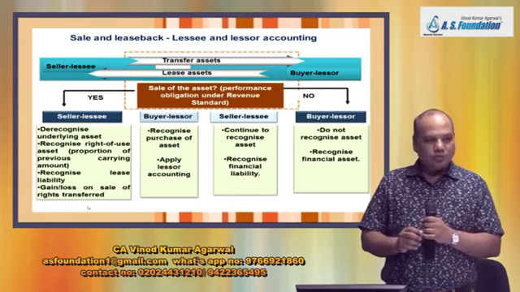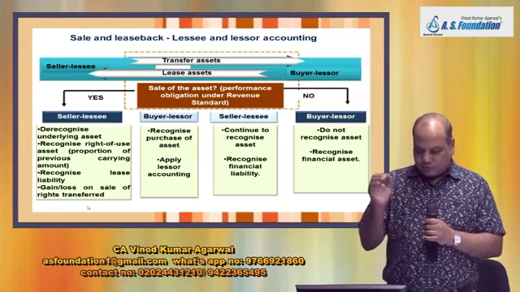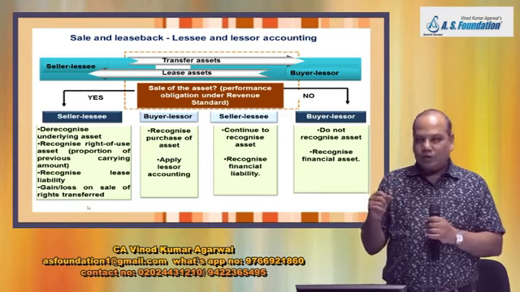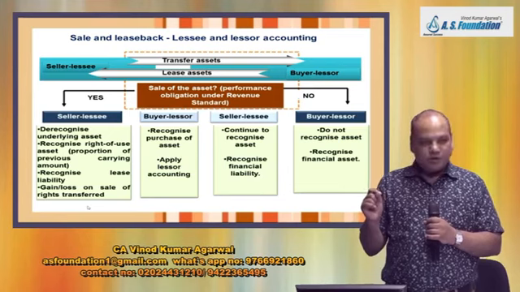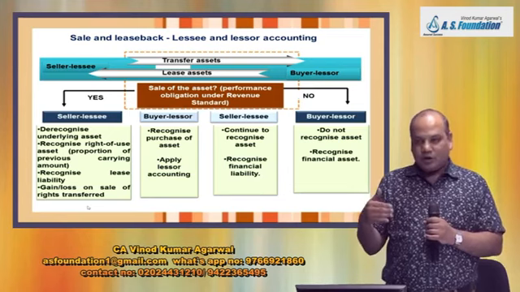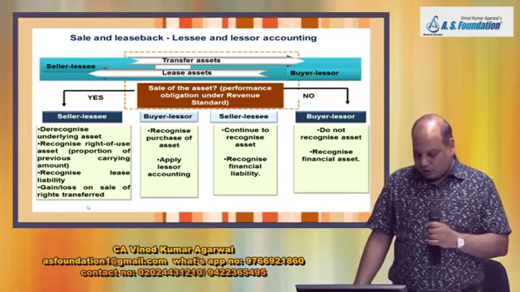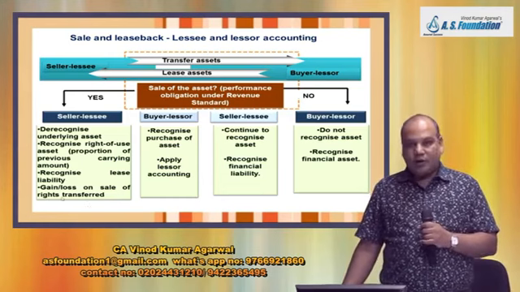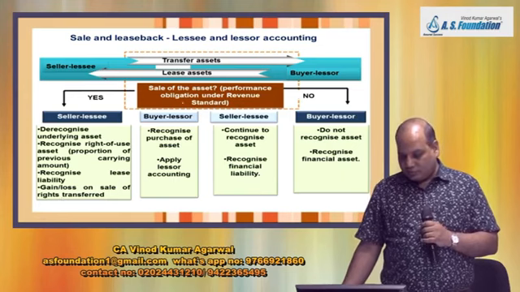So it seems to be a little complicated. Once again, point number 1, derecognize the underlying asset. Recognize right of use asset as a proportion of the previous carrying amount. Recognize the liability also, and you recognize the gain or loss on the rights transferred. What about the buyer or the lessor?